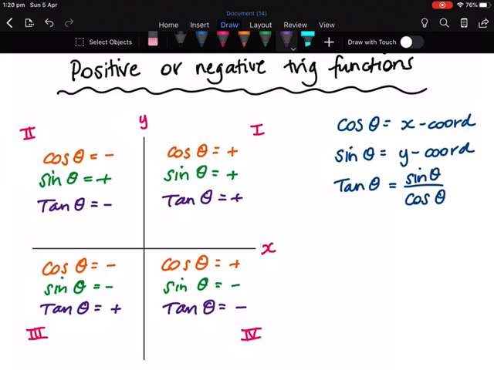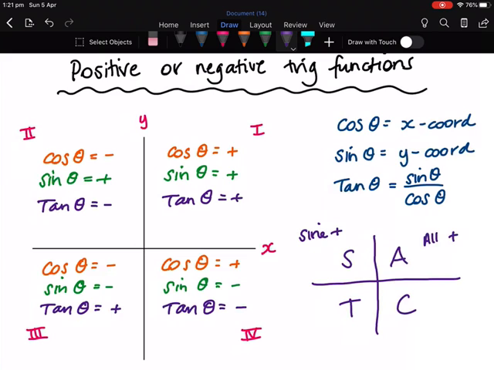Now there's a little diagram you can draw yourself to help remember this. It goes like this: S, A, T, C. All right, so the A, all are positive. The S stands for only sine is positive. T stands for only tan is positive, which means the rest are negative in that quadrant. And over here, only cosine is positive.